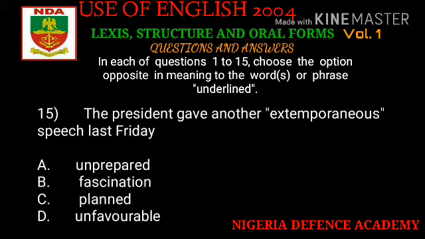Question number fifteen. The president gave another extemporaneous speech last Friday. From these options, what do you think is the answer? Option A, unprepared. Option B, fascination. Option C, planned. Option D, unfavorable. Option C, planned. Planned is the right answer to it. Thank you, sir.